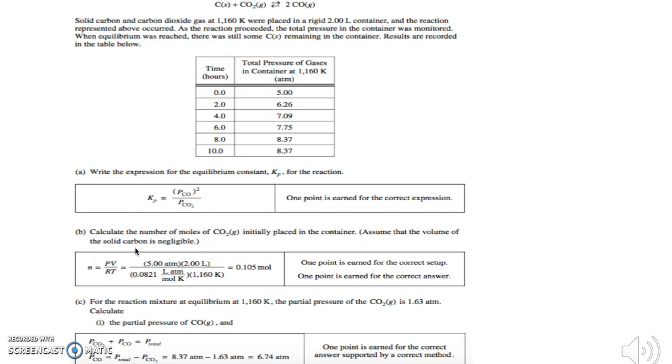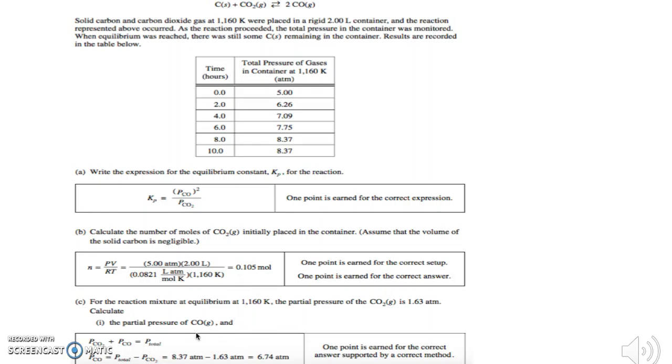B asks for moles, and you use the gas formula because pressure is given in the table, volume and Kelvin are given. Since it says initially placed right here, you would use the pressure at initial time, so 0 hours, 5 atmospheres, and then 2 liters given. R constant, which is 0.0821 times the Kelvin given, and that equals n equaling 0.105 moles carbon dioxide gas.